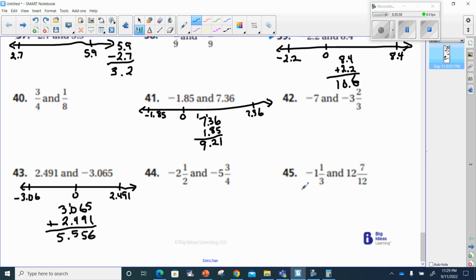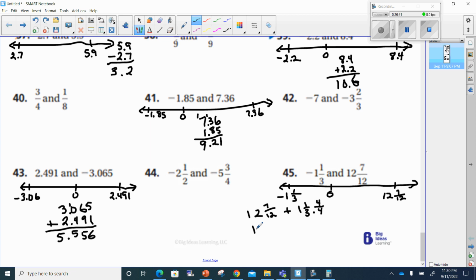Number 45 now. Again, if this was a number line, this would be negative 1 1/3. I'd have to pass through 0. And over here it would be 12 and 7/12 positive. So that means I'm adding all of this to all this. So I'm going to take, let's see, 12 and 7/12. I'm going to add it to 1 1/3. I need common denominators. I can multiply 1/3 to 4/4. And that way my denominator would be 12.